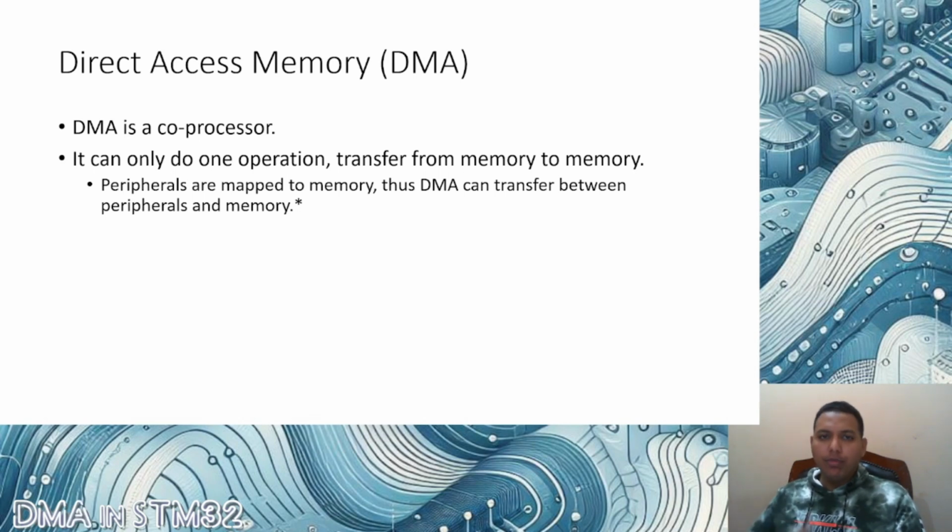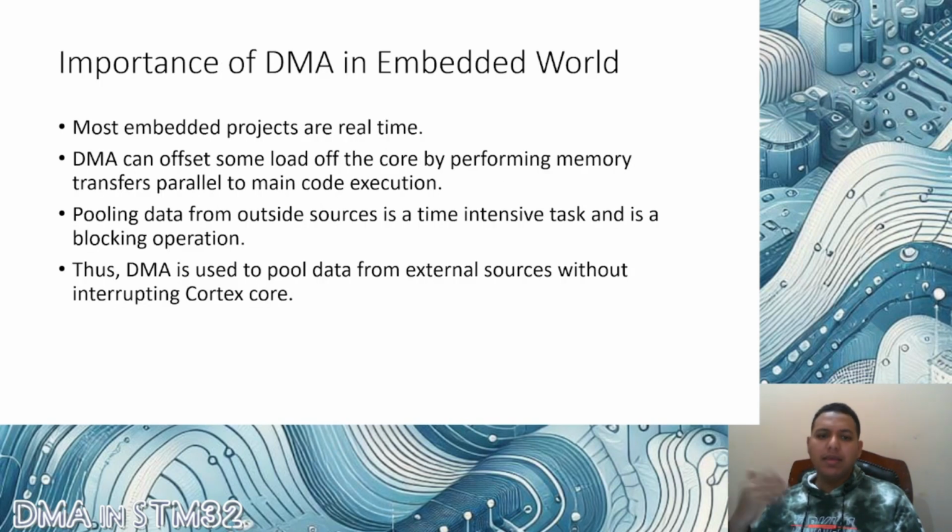DMA simply is a coprocessor that works next to the microcontroller's core. It can only do one operation: move data from one memory location to another memory location. And in ARM architecture, all peripherals are mapped to a memory location, which means that the DMA can also perform peripheral to memory transfers and vice versa, and on some rare occasions can perform peripheral to peripheral transfers. The DMA performs its job without interrupting the Cortex-M core. It only requires some configuration at the beginning, but then can operate completely separate from the core.